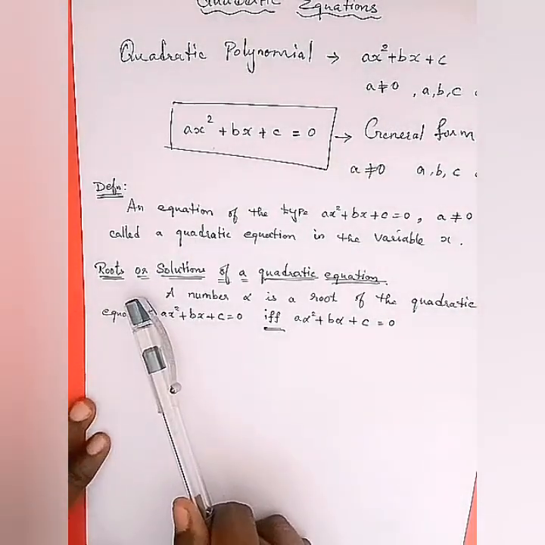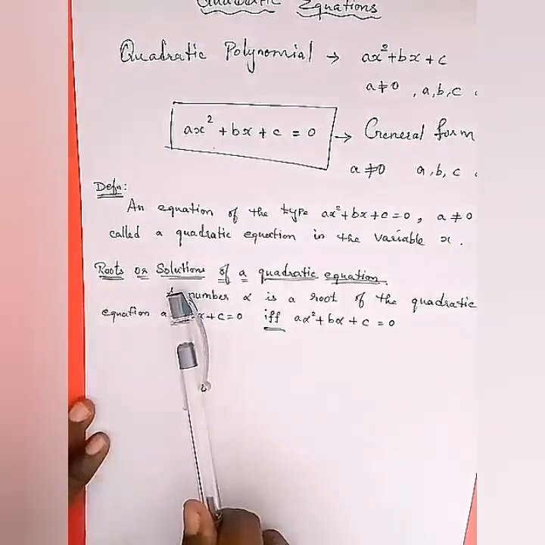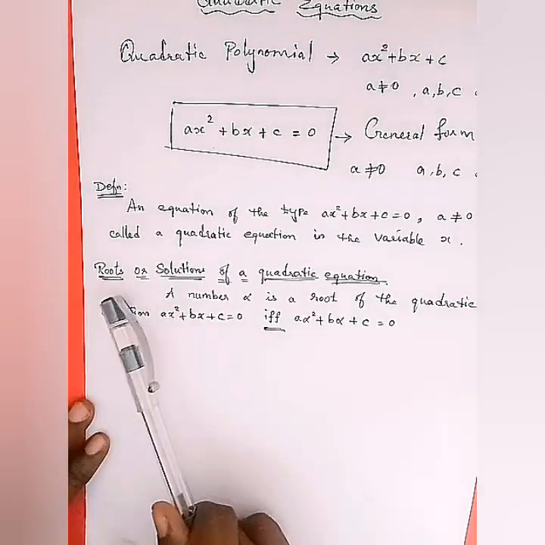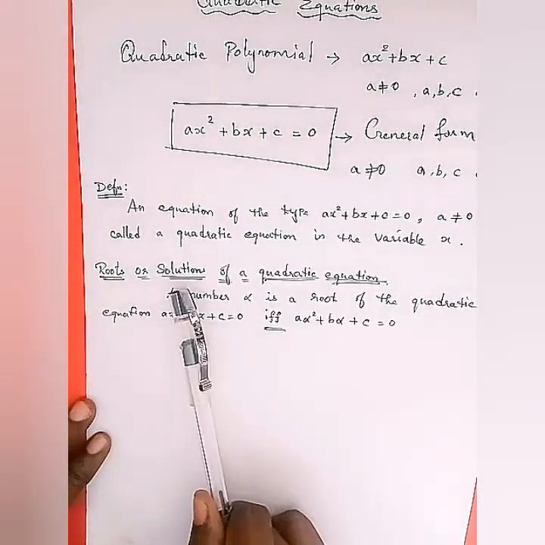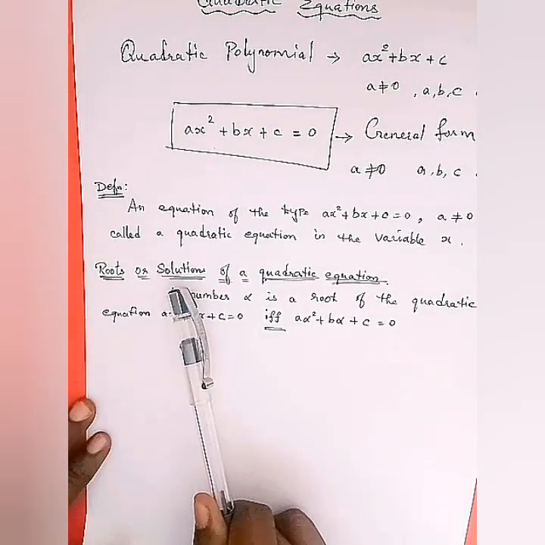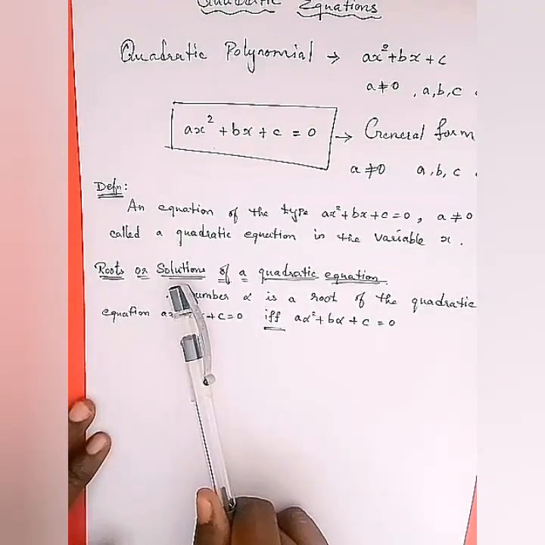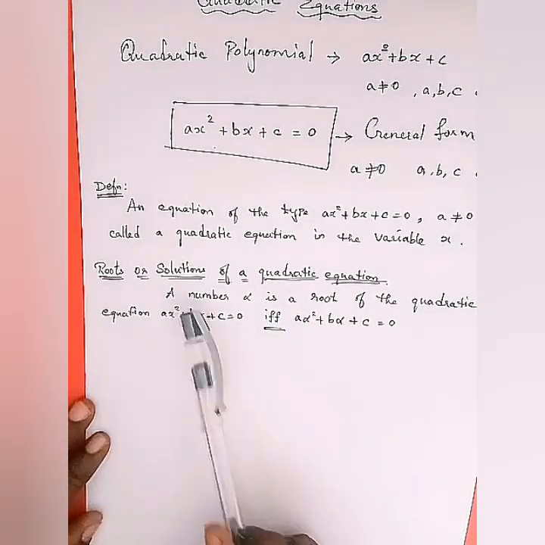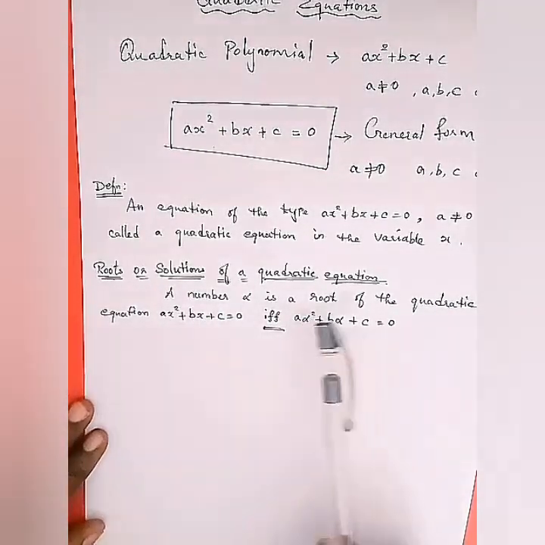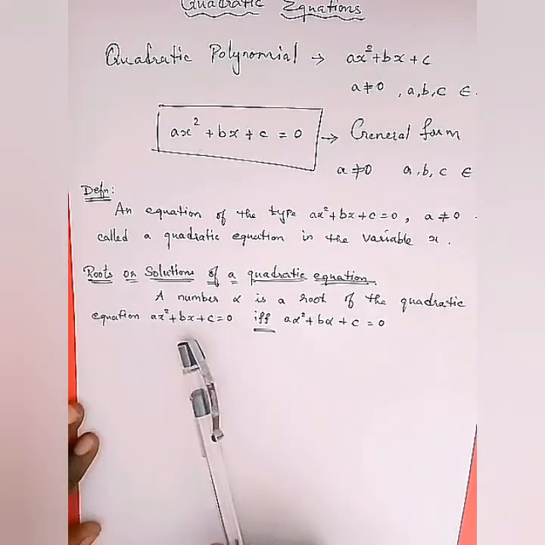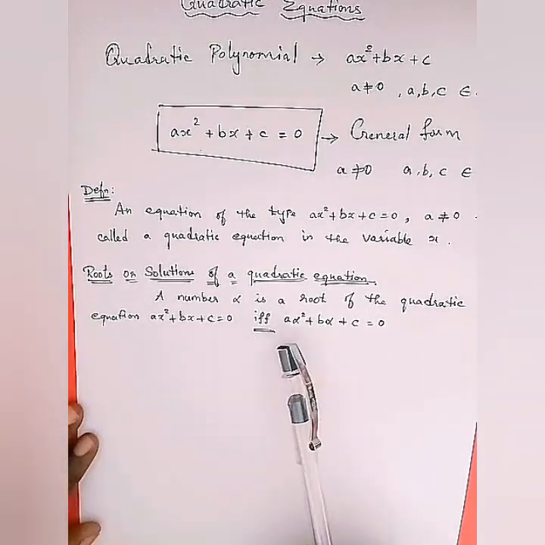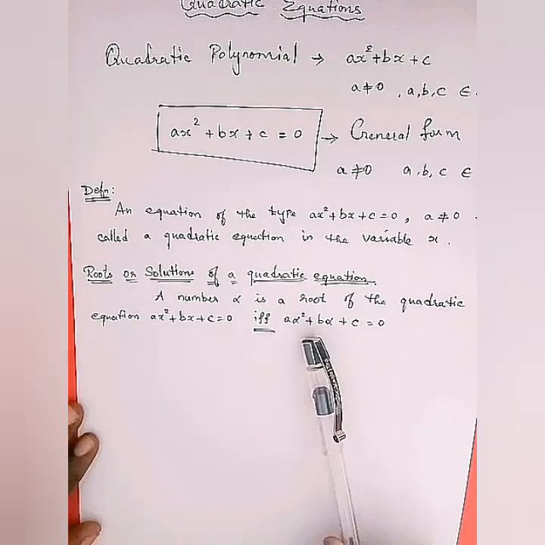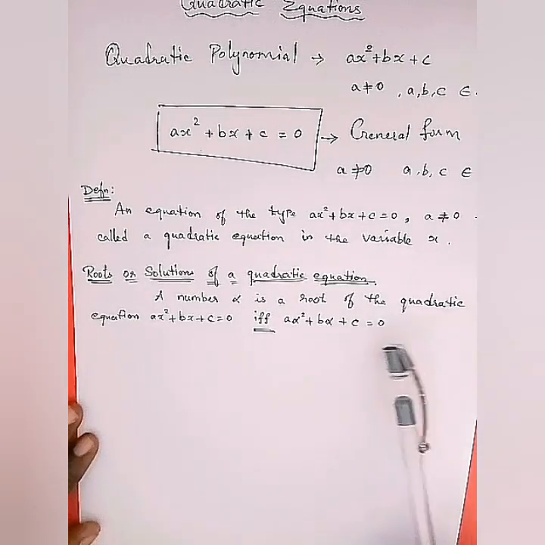Next we will come for roots and solution. Roots or solution, both are same meaning. Sometimes they will call it as root, sometimes they will call it as a solution, even sometimes they will call it as zeros also. That also they may use it. So roots or solution of a quadratic equation. A number alpha is a root of a quadratic equation ax square plus bx plus c equal to 0 if and only if a alpha square plus b alpha plus c equal to 0.